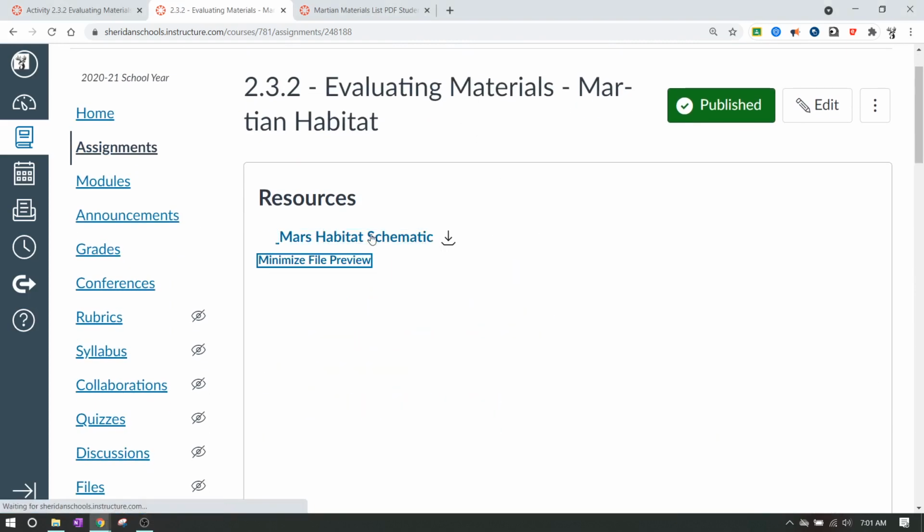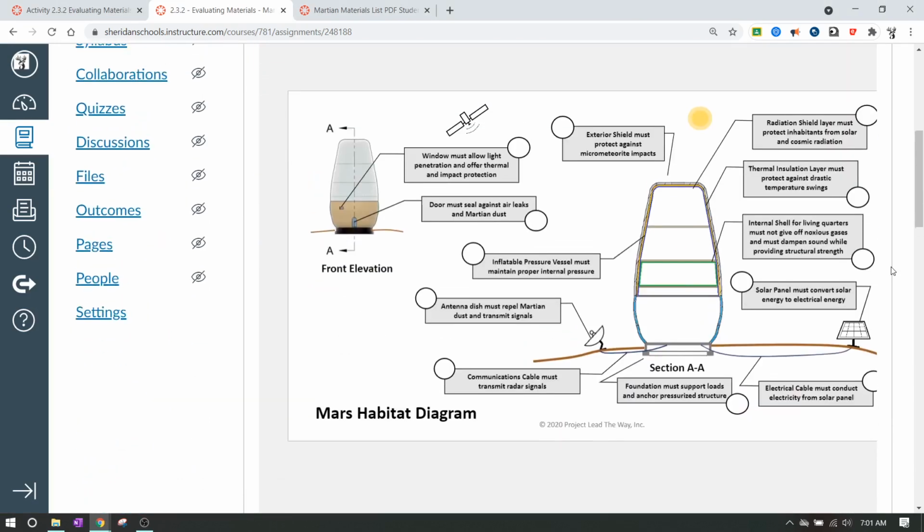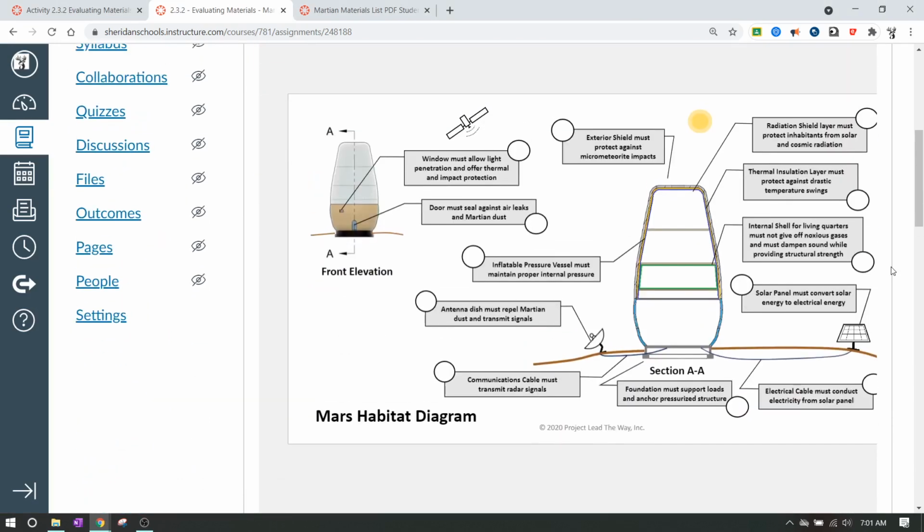So if we look at the Mars schematic, if you just click on the link at the top from the assignment, it's going to give you this page. So the Mars habitat diagram gives you 12 components. Like a radiation shield, a thermal insulation layer, an internal shell, a solar panel, electrical cable, foundation, communications cable, and all of these are going to have to be made of different materials.